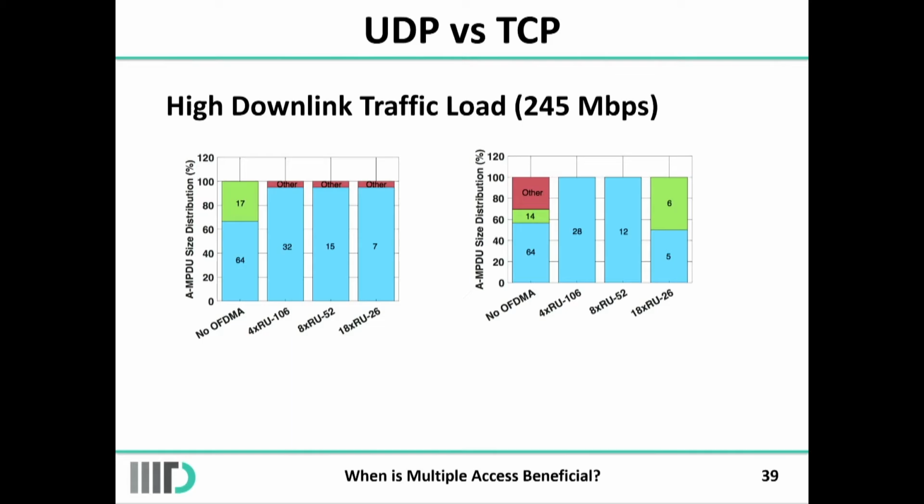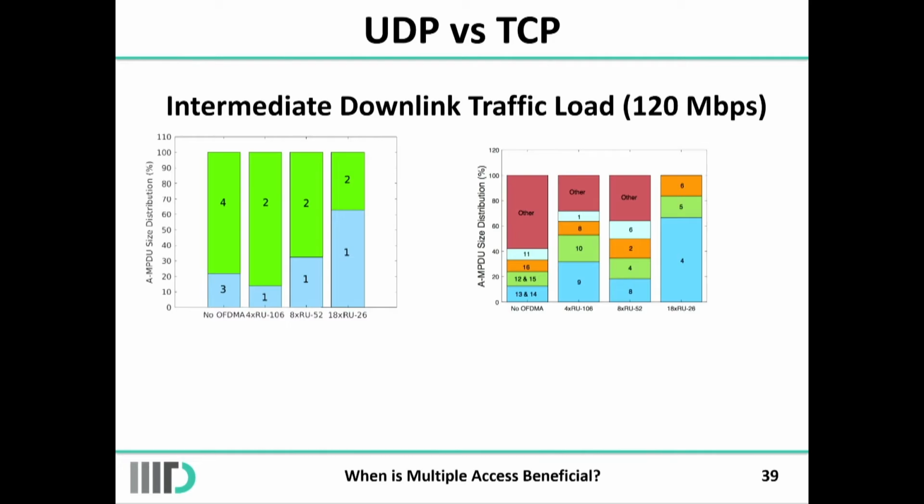Then we look at the aggregation statistics. This is for high downlink traffic load, this is for the case of UDP, and this is for the case of TCP. Overall, you see that for TCP the aggregation levels have reduced. This is also because within a TXOP you have to perform downlink data transmission and also uplink TCP acknowledgement transmission. Therefore the time available for downlink data is limited, and because of which your aggregation levels go down.